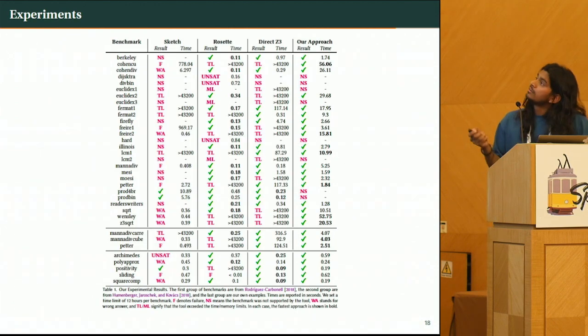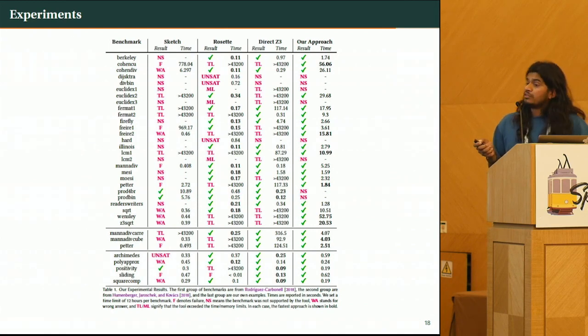Just look at the green tick marks, that's it. So this is Sketch. Most of the programs are not supported by Sketch or don't work, or it gives the wrong answer, which is WA. Rosette is another synthesizer based on Racket, which works on some of the things, but not on all the benchmarks that we had.